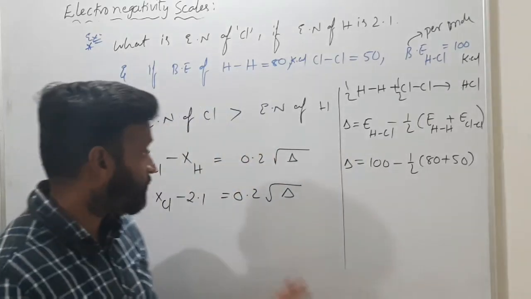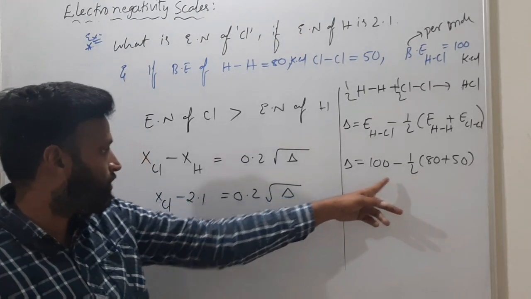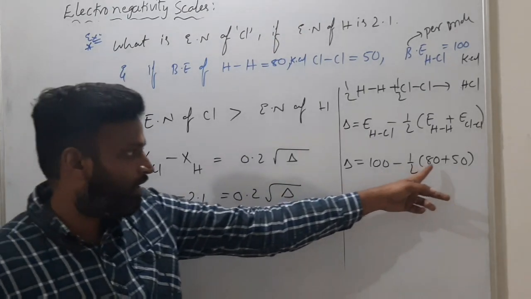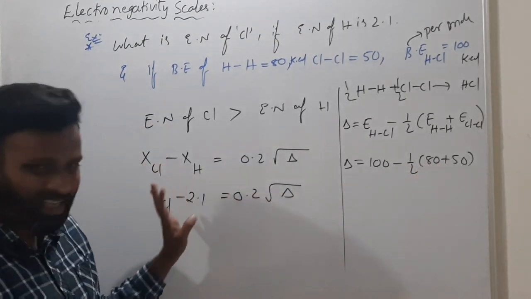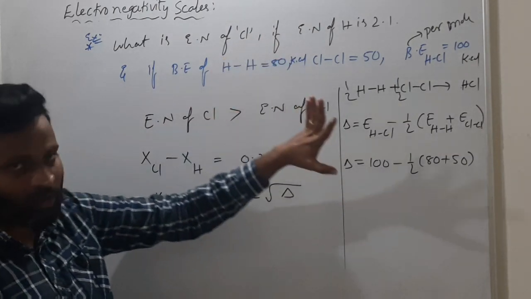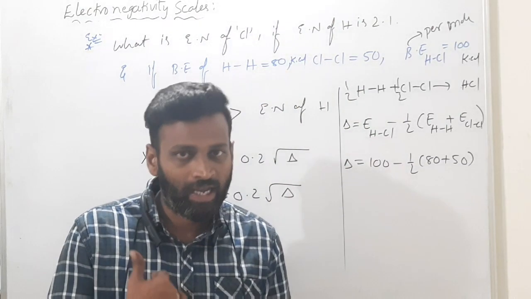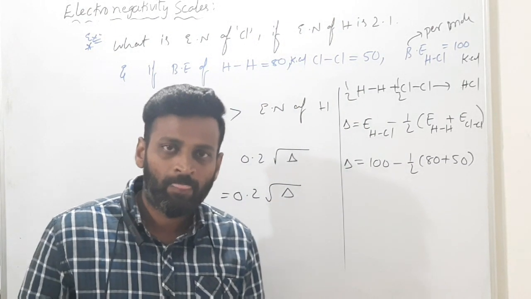Please note down all these things and find the answer here. How much are you getting? 100 minus half into 80 plus 50. If they ask for the chlorine electronegativity value, it is 3. How to find it? I will give you one trick for you later on. Okay, thank you.